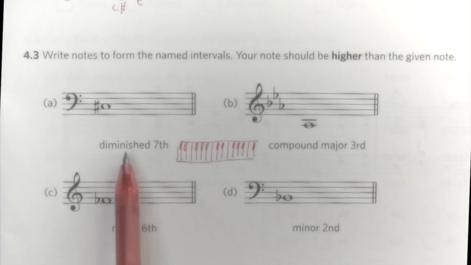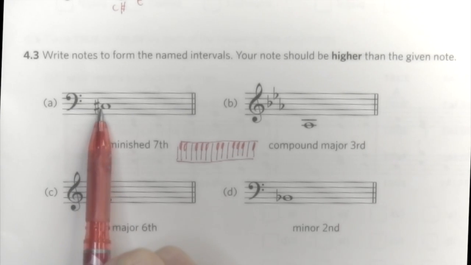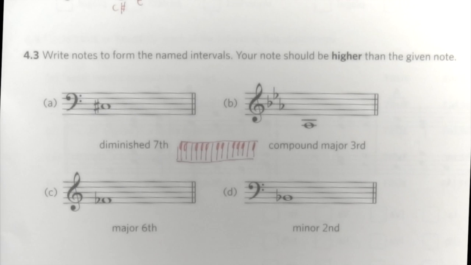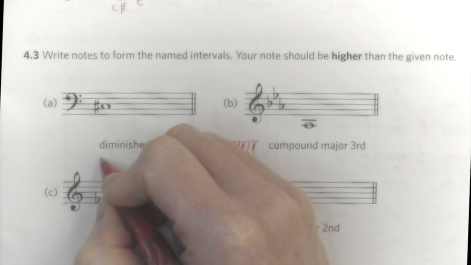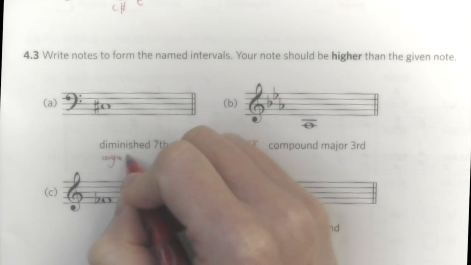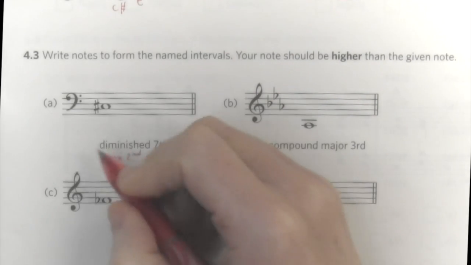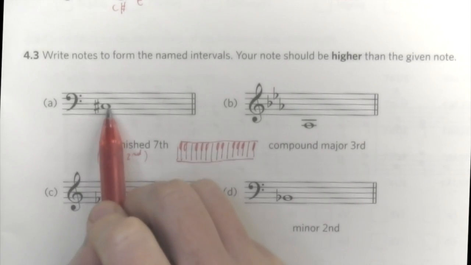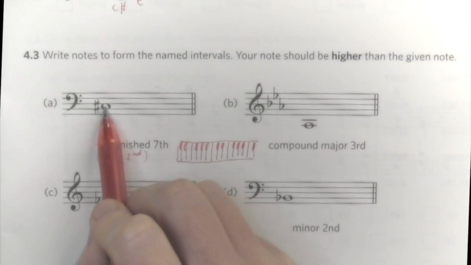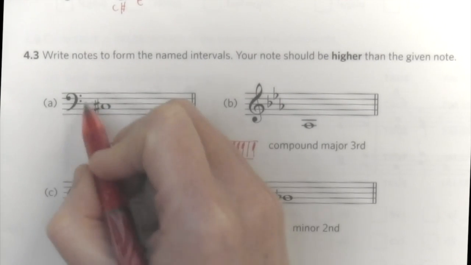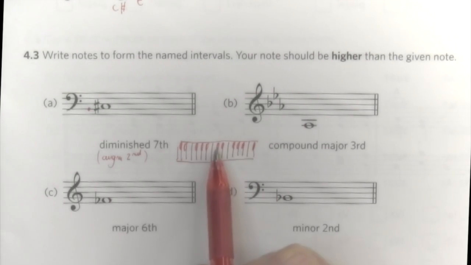Okay, a diminished seventh from Do sharp. All right, let's use my technique. A diminished seventh means an augmented second. So instead of writing the note up here, we write a note here. There is a second from C sharp, which is B. Now, C sharp and B is a major second, 2 semitones, okay.